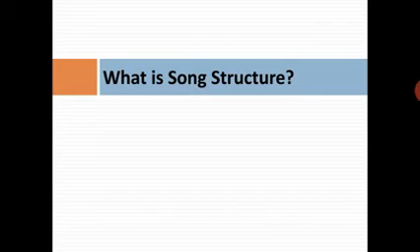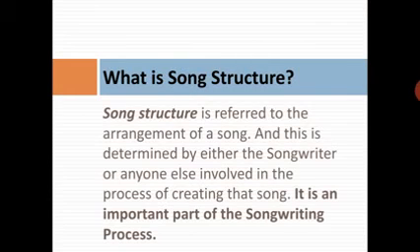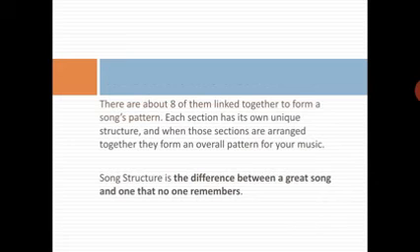Okay, so what is song structure? Song structure refers to the arrangement of a song. And this is determined by either the songwriter or anyone else involved in the process of creating that song. This is a very important part of the songwriting process. Now, there are about 8 sections linked together to form a song pattern, but in this lesson, I will describe only 6.